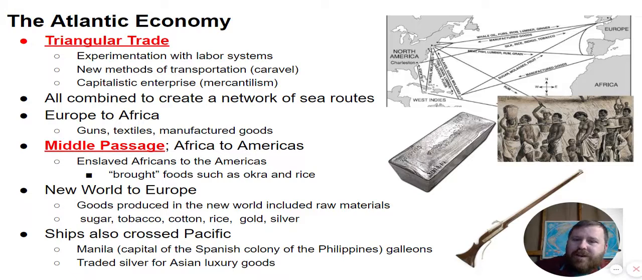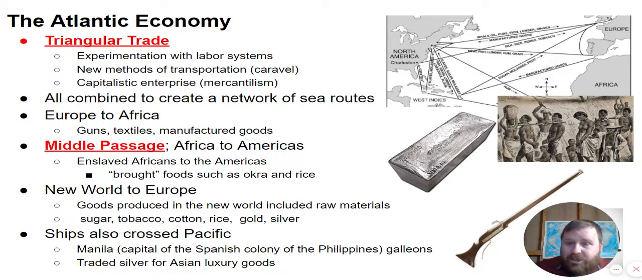All of this combined to create a new network of sea routes. So all of these countries that are going across the Atlantic Ocean, they create a new network of sea routes. One is from Europe to Africa, and from Europe to Africa goes guns, textiles, and manufactured goods. So the guns are traded a lot for slaves, but as are textiles, which are fabrics, clothes, stuff to make clothes, and manufactured goods, all sorts of other manufactured goods sent from Europe to Africa, stuff that the Europeans are making from the raw materials that they're getting from North America and South America, which we'll talk about in a second.